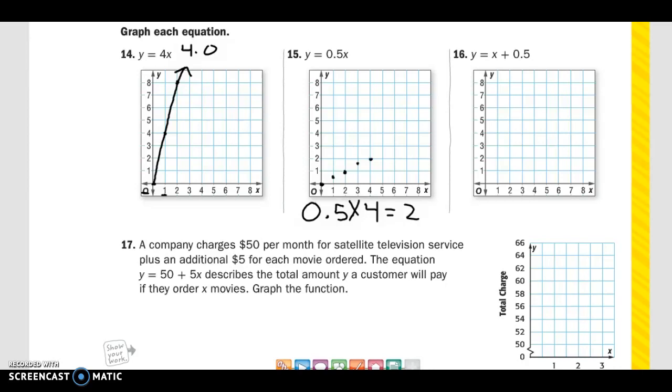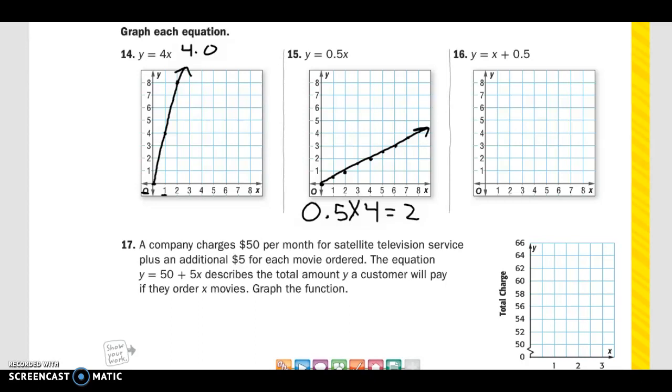And if we look, each time it's going up by 0.5, so at 5, we'll be at 2.5. At 6, we'll be at 3. At 7, we'll be at 3.5. We're just going to make our little line as straight as I can and put our arrow in the end. You need to put the arrow because it will continue in that direction.